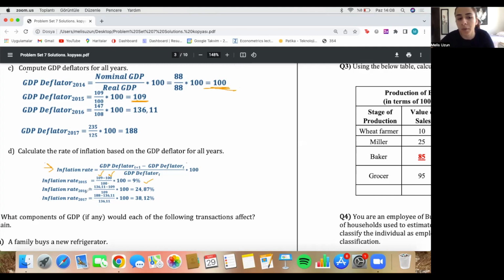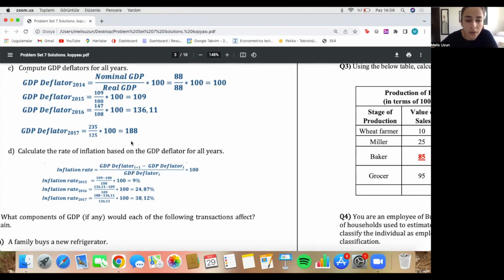Let's look at the inflation rate between 2015 and 2016. So the GDP deflator for 2016 is 136.11, so it is here, and the GDP deflator for 2015 is 109, so we subtract, and divide it by 109 and multiply with 100, so we will find that it is 24.87%. So I'm not doing it again for 2017 because it is the same.